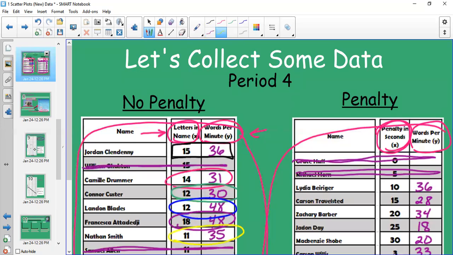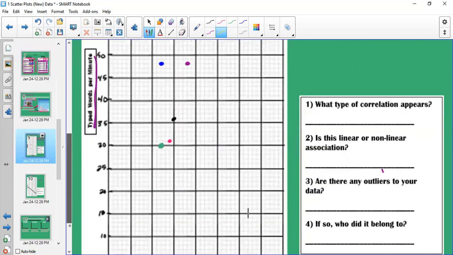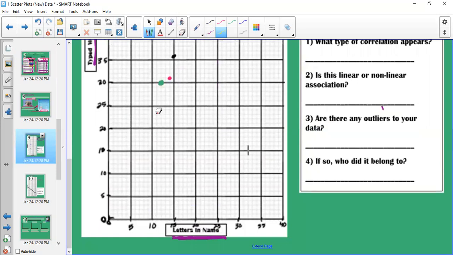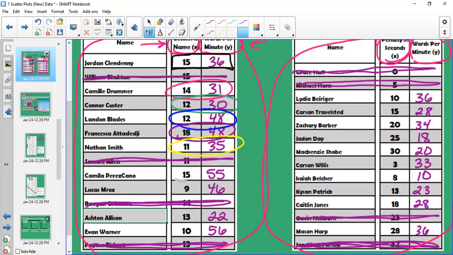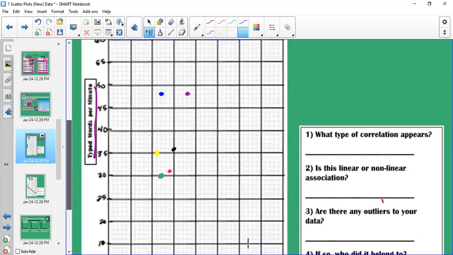So 11 and 35. So 11 letters and 35 words per minute. I'll do gray for our next one, which was Camilla, 15 and 55. There's 55. I'm going to count across by 5. So 5, 10, 15. There was Camilla.